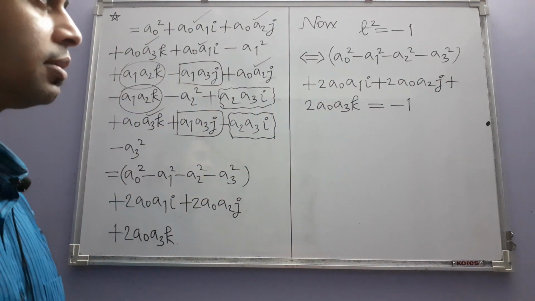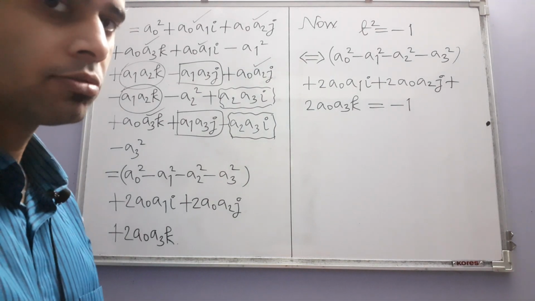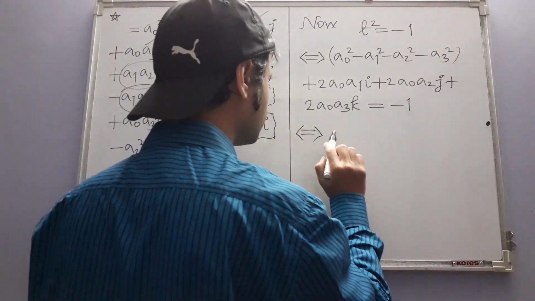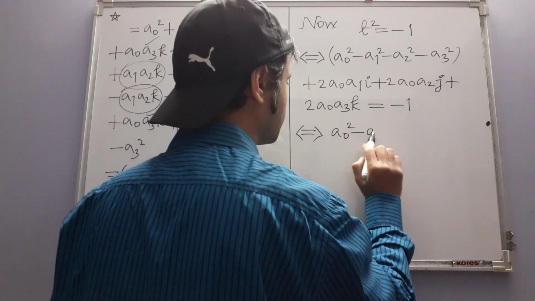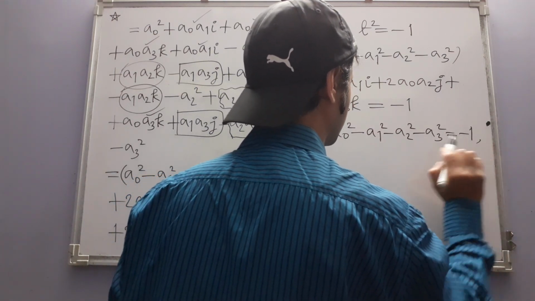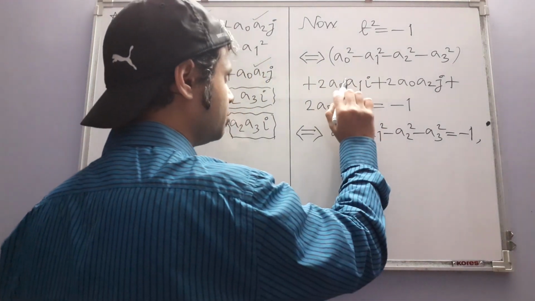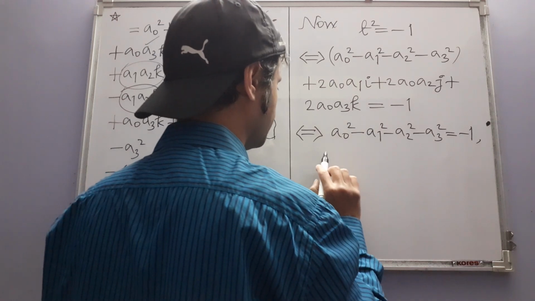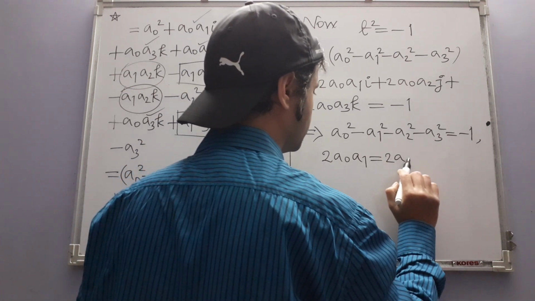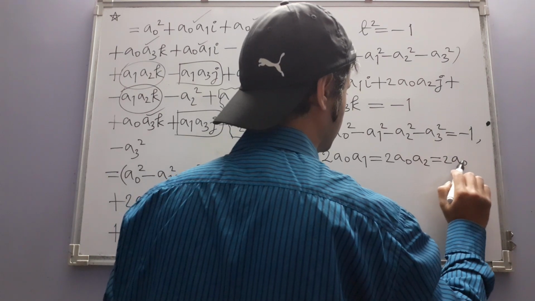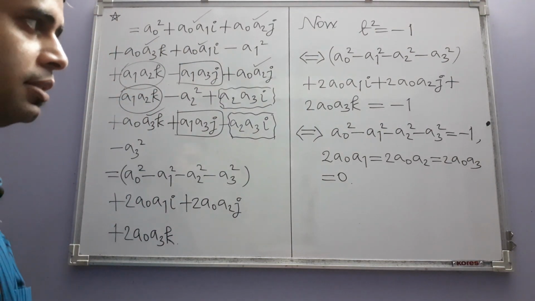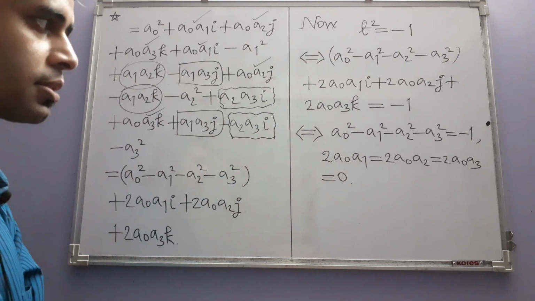Now by the definition of equality, two quaternions are equal if and only if their corresponding components are equal. So by that we get these equations: a0 square minus a1 square minus a2 square minus a3 square equal to minus 1, and this should be 0, this should be 0, and this should be 0. That means 2 a0 a1 is equal to 2 a0 a2 is equal to 2 a0 a3 is equal to 0. So that means t square is minus 1 if and only if these conditions are true.